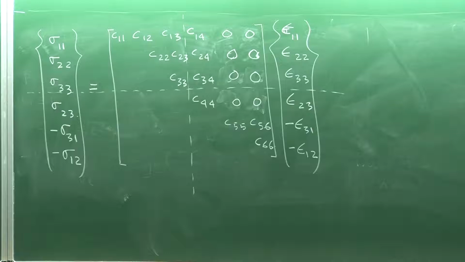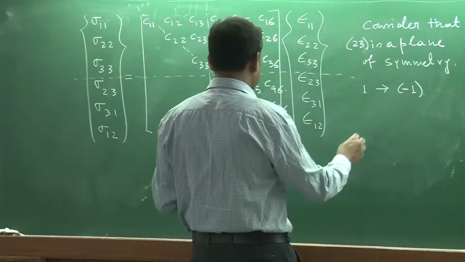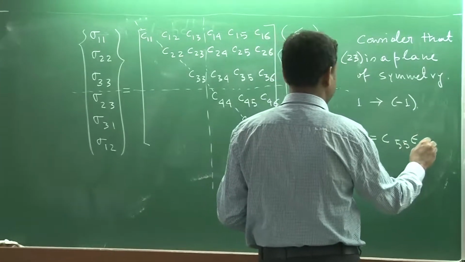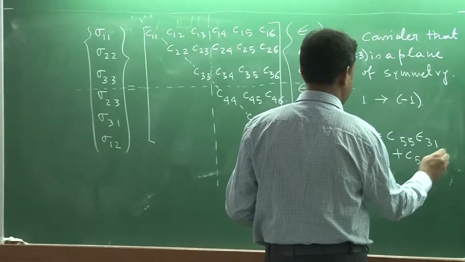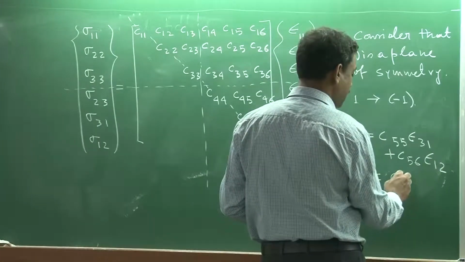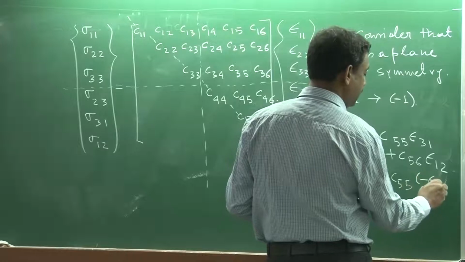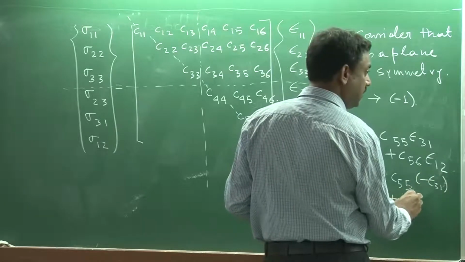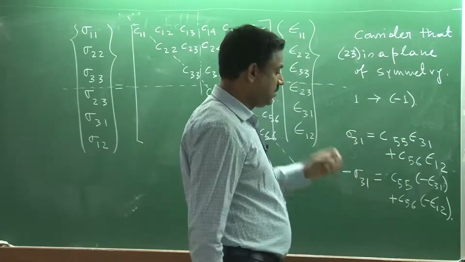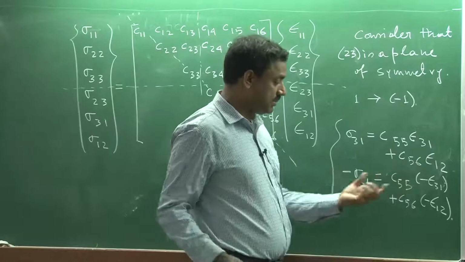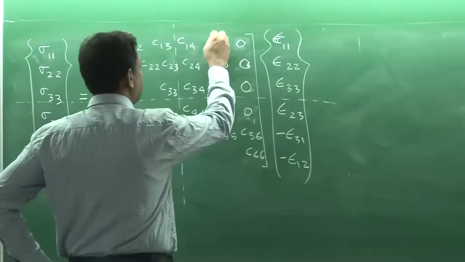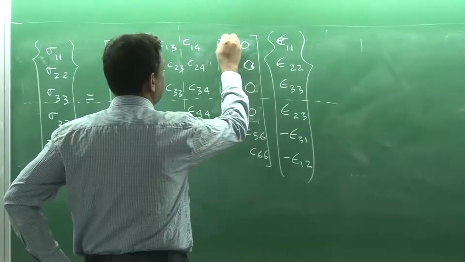Because sigma 31 is C55 epsilon 31 plus C56 epsilon 12, and then minus sigma 31 is C55 minus epsilon 31 plus C56 minus epsilon 12, right. These two do not really change, this essentially is the same, because both sides are negative. That is what you see. I am not changing these two, only this block is being filled with 0.